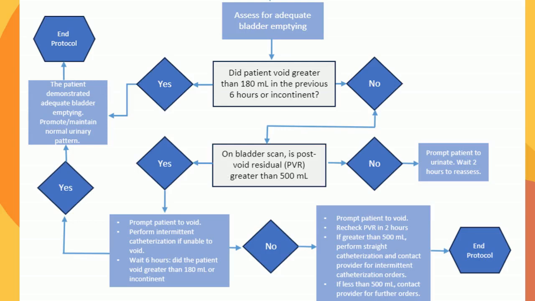However, if the patient was not able to void, you waited 6 hours and the patient void was not greater than 180 mLs and they have not been incontinent, then you want to again prompt the patient to void and recheck the post-void residual in 2 hours. If greater than 500 mLs, perform straight catheterization and contact provider for intermittent catheterization orders, and if it's less than 500 mLs, contact the provider for further orders, and the protocol has ended.